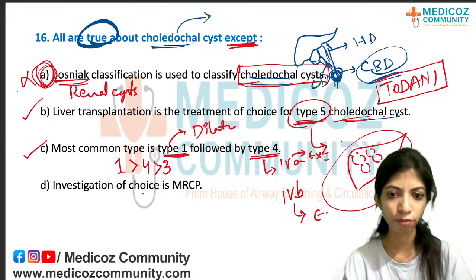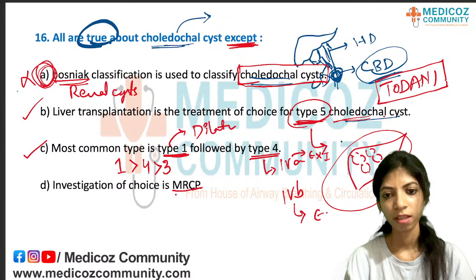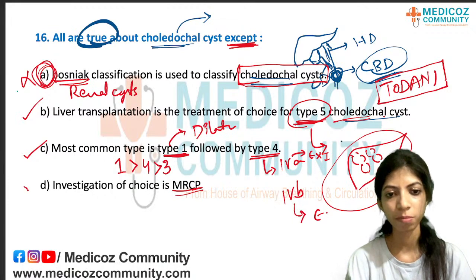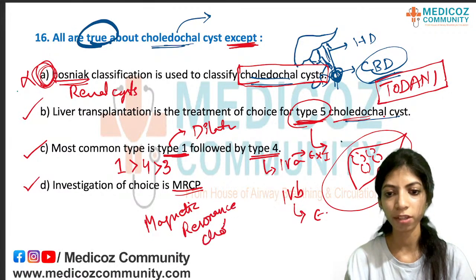Option D, investigation of choice is MRCP. Investigation of choice is MRCP. This is true. MRCP is nothing but magnetic resonance cholangiopancreatography. Okay.